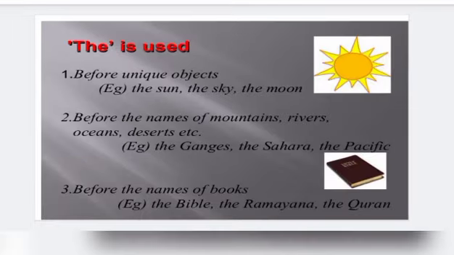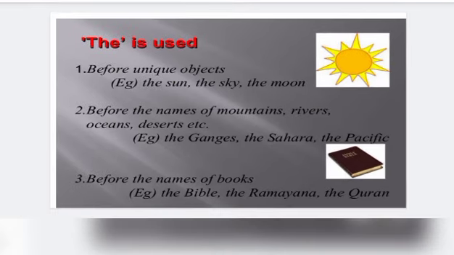Okay children, now let's see the usage of "the". The is used before unique objects. You all know what is meant by unique objects? Yes, unique objects are the sun, the sky and the moon. Sun is a unique object, so before that we will use the word "the".